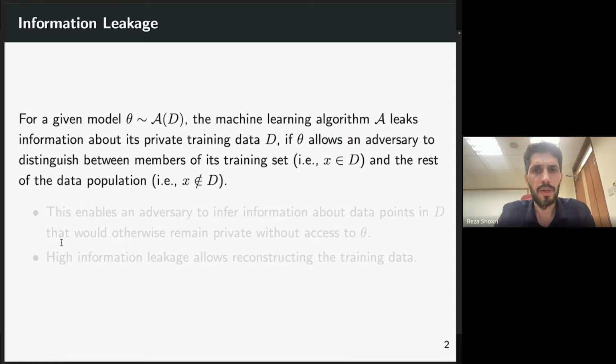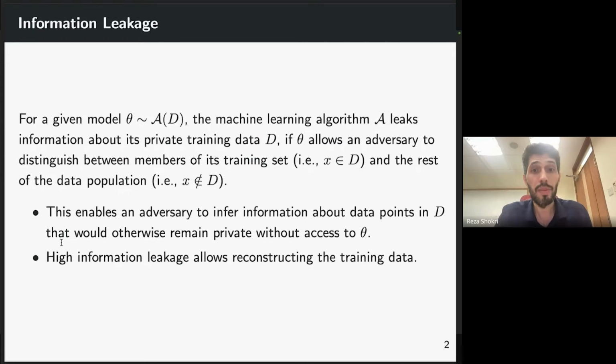Specifically for the case of training and releasing a model, we are interested in measuring if an adversary, by observing a released model, would be able to distinguish between what data was used for training the model versus the rest of the population. Why? Because if this happens, we enable the adversary to learn something about the training data that would have remained private to him without observing the model. And if the leakage is high, the adversary would eventually be able to also reconstruct the data set, at least partially. So that is the notion of privacy risk that we have in mind.